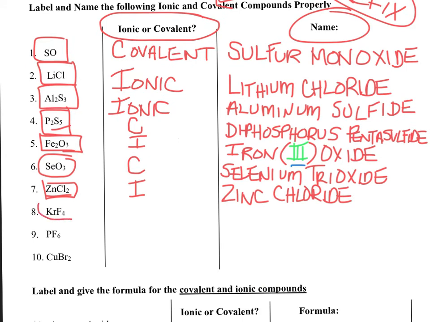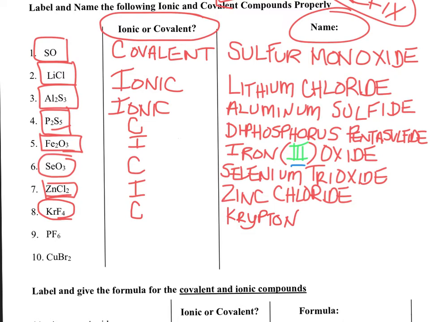Coming up is KrF4. If you look, Kr is krypton. Krypton is a nonmetal, and so is fluorine. So this is going to be a covalent bond. Now, krypton rarely forms a compound, but every once in a while it does. The reason it normally doesn't form a compound is because it is a noble gas. But anyways, krypton's by itself, so it's just krypton.